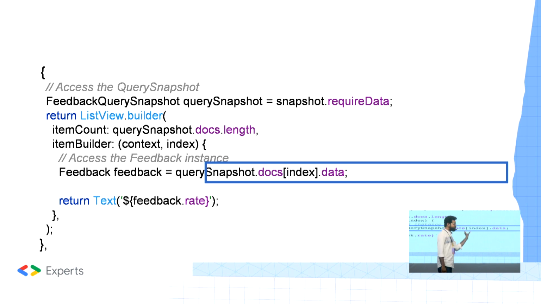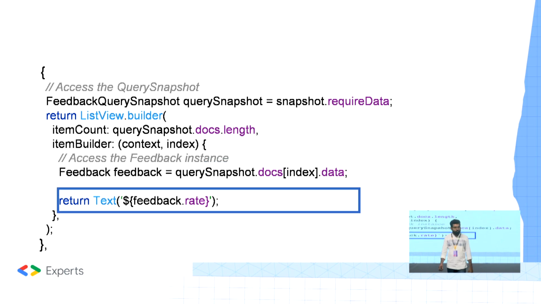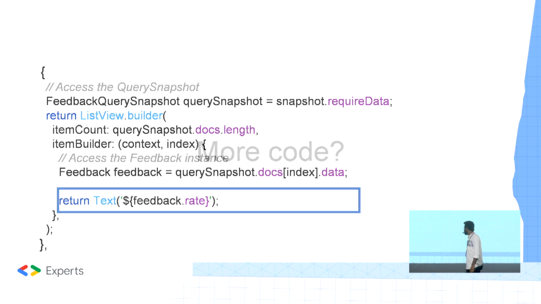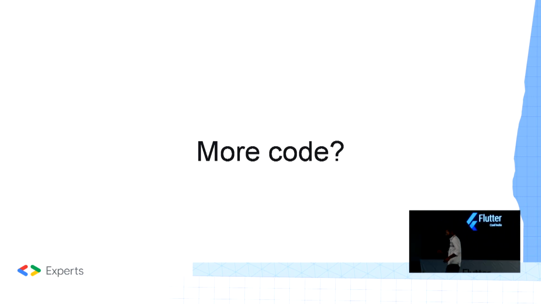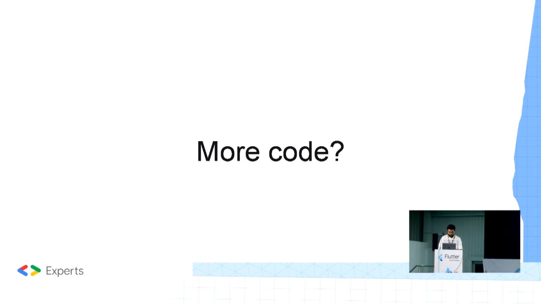We just assign that data because it is a type shape. It is already a feedback type of data. So we are just going to assign it to a feedback instance and use it in a text. That's what I'm doing in that particular demo as well, right? Let's see some bit more code as well. I'm not going to do live coding, so yeah, we are good on that part.